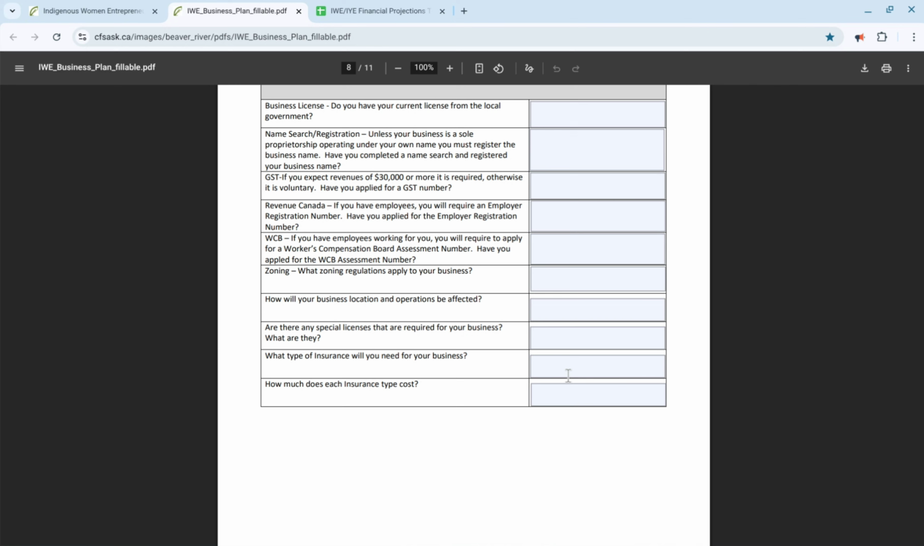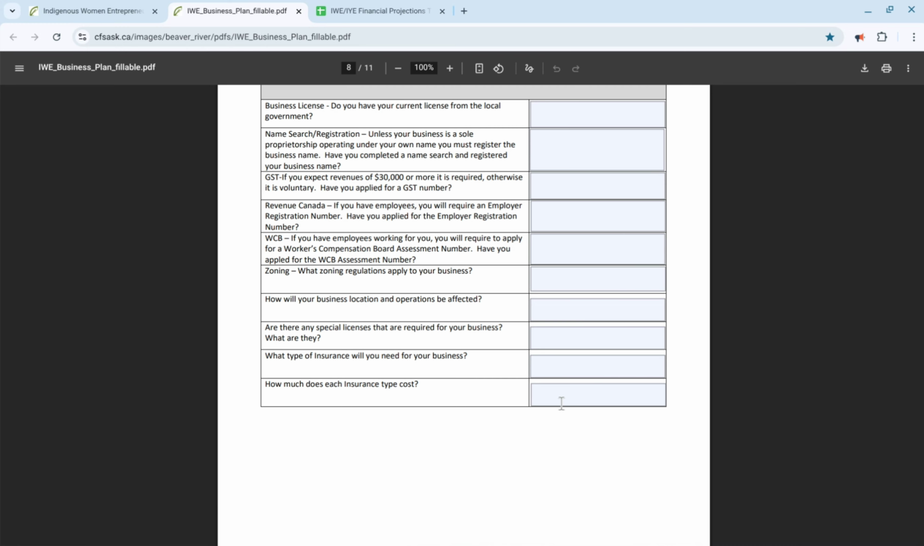Next is, what type of insurance will you need for your business? Do you need professional errors and omissions insurance, professional liability insurance? Do you need property insurance? Do you need commercial general liability insurance, business interruption insurance? Just briefly indicate the types of insurance that you'll get.